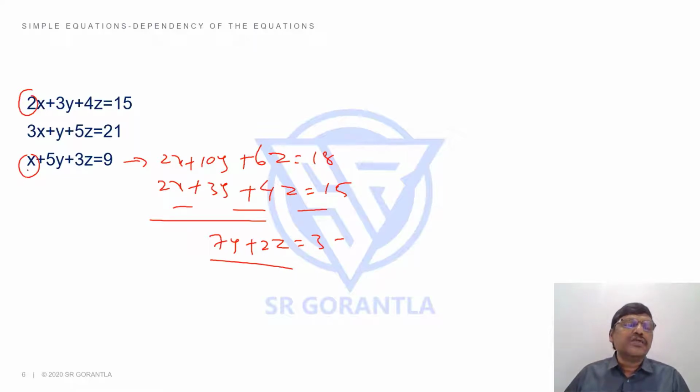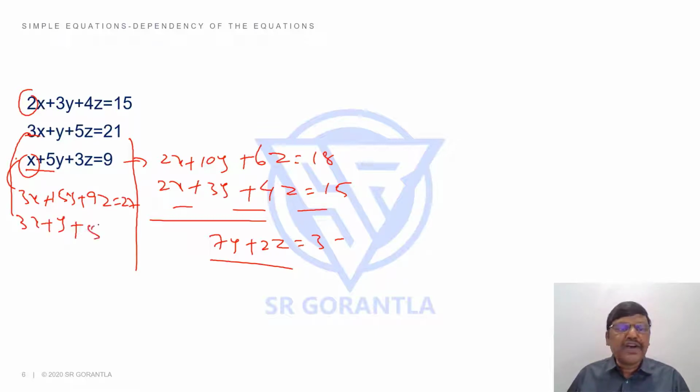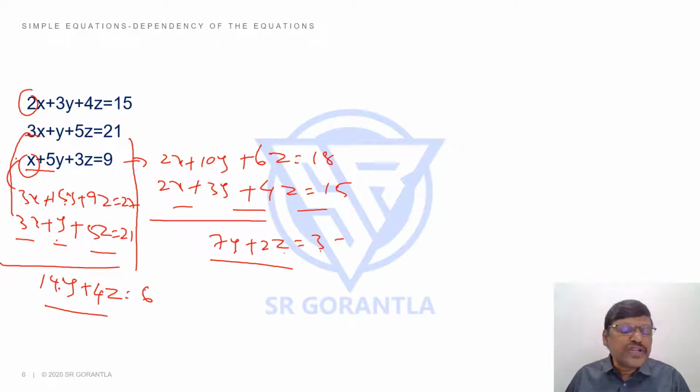Now, this is x, this is 3x. If I multiply this with 3 and write it here, 3 times 3x plus 15y plus 9z equals 27. If I write this second equation here, 3x plus y plus 5z equals 21. If I subtract, students, 3x gets cancelled. 15 minus 1, 14y plus 4z equals 6. Students, are they not two same equations? 7y, 2z, 3; 14y, 4z, 6.